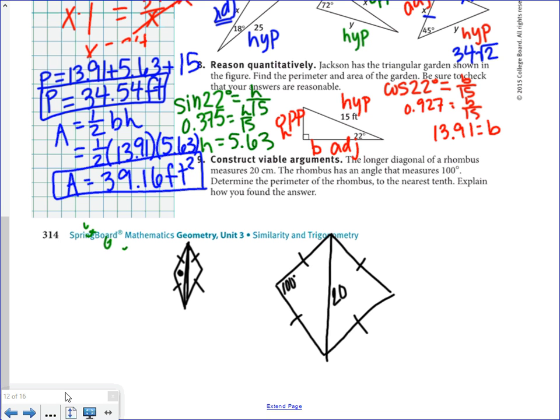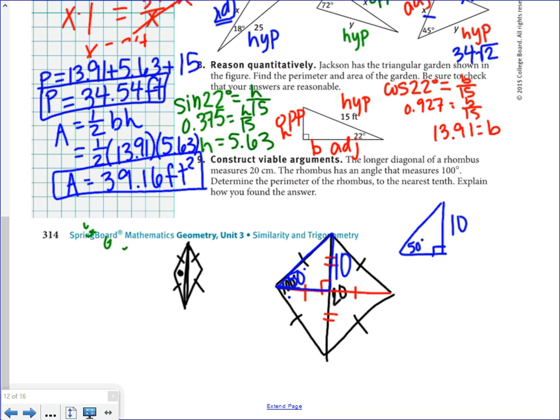So we know in a rhombus that the diagonals bisect each other and are perpendicular. So what that means, if this diagonal was 20, this part is 10, and then these angles were cut in half. So if this whole thing is 100, this angle is 50. So I'm going to redraw just that figure, that one right triangle. 50-degree angle, and the height was 10.